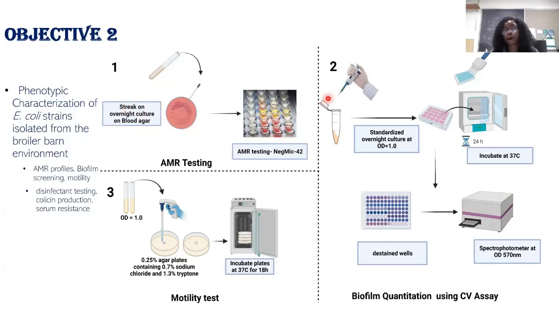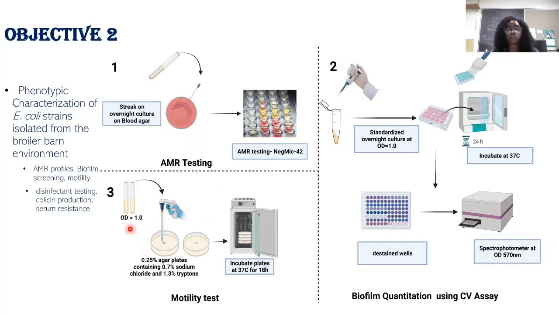Then for the second phenotypic testing that we've done, we use the crystal violet assay to check the ability of those strains to produce biofilm, because these are environmental strains. So basically, some of them should produce biofilm, which helps them to resist harsh weather in the environment and all that. For the third test, we do the motility test, which helps them to invade the intestines and deeper tissues to cause colibacillosis.